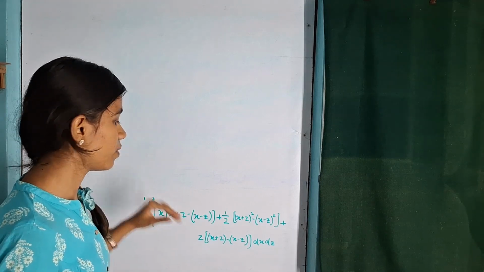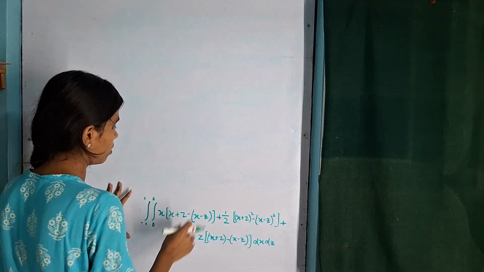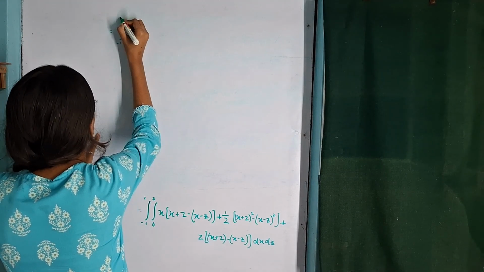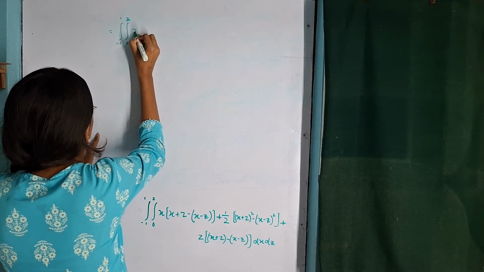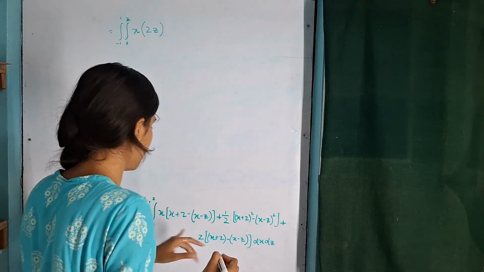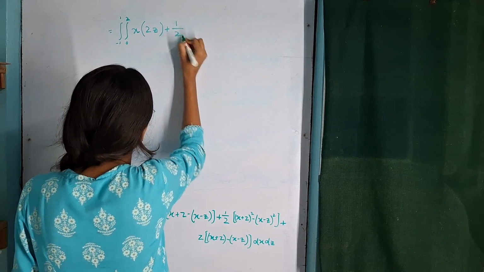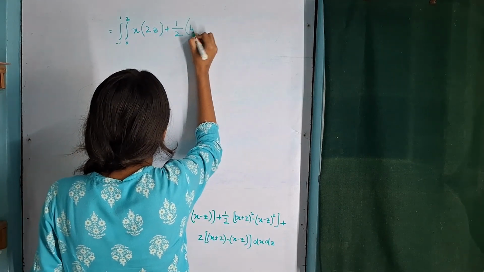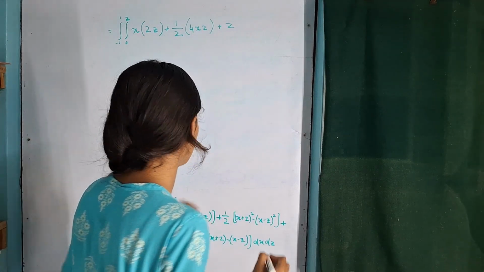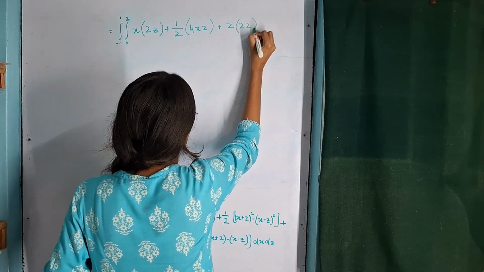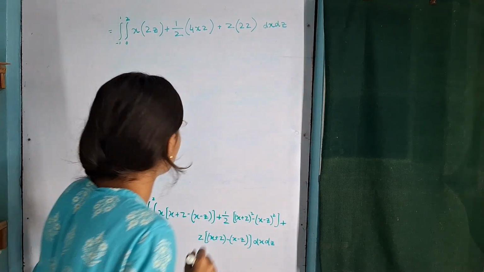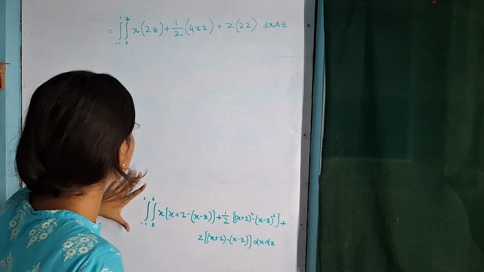Now we'll substitute the given values into this. The answers we got by solving each individually, we'll put them here. x will stay as it is. The value for this was 2z, plus 1 by 2. The value for this was 4xz, plus z will be outside as it is. The value for this was 2z, dx dz. So these are the values we found after substituting.